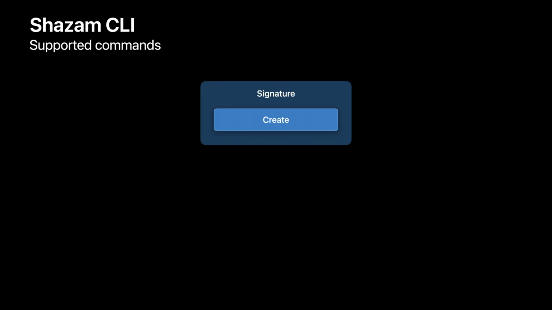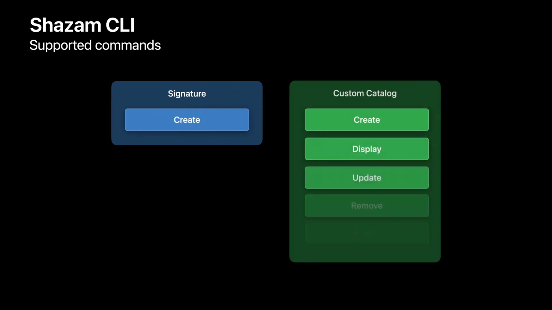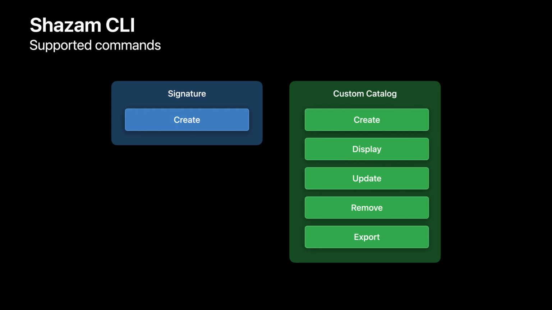Oh, they have a new host. Interesting. Anyway, I've created a rich, synced experience in no time at all. The Shazam CLI supports a rich set of commands. Let's go over them. You can create a signature from any media file that has an audio track. You can create custom catalogs by combining signatures and media items. You can display a catalog's content, add, remove, and export both signatures and media items.